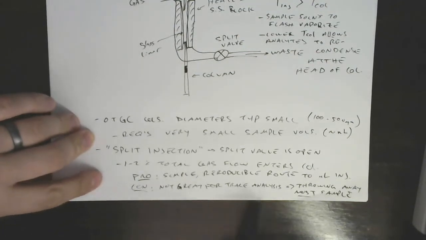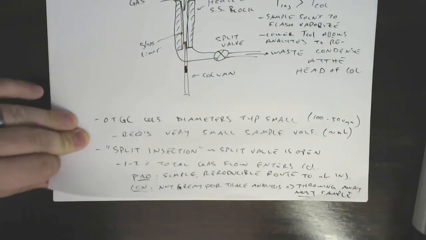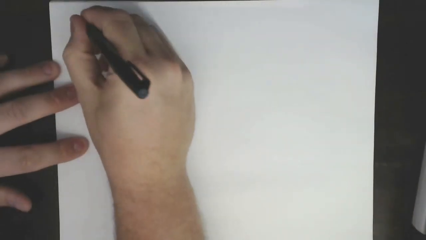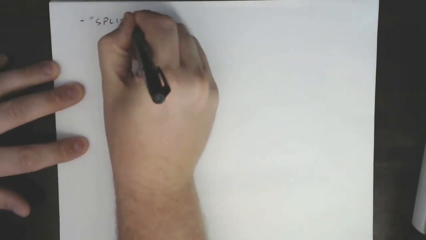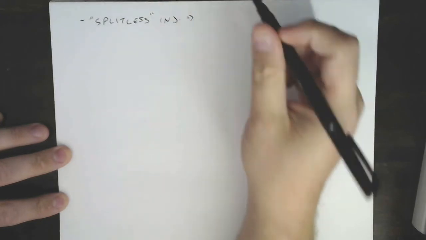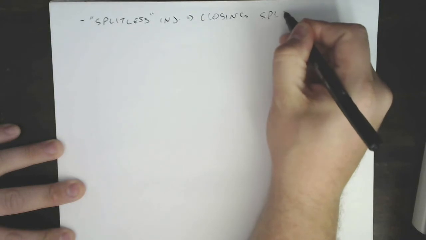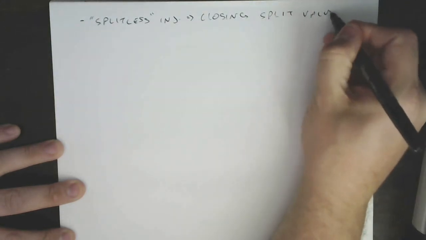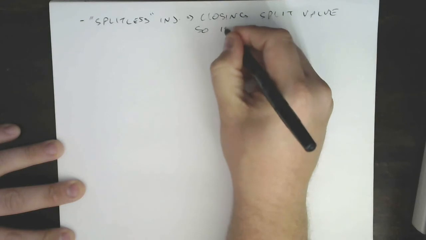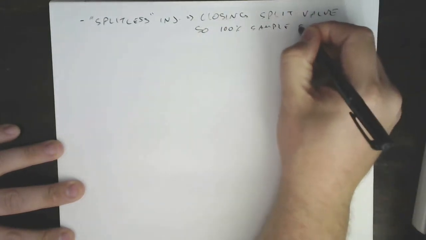And so the alternative to this, if you do want to do trace analysis, you do want to maximize the amount of sample that you can actually analyze on the column, is to do the procedure that we originally talked about, the splitless injection. And this is the concept. It's just the opposite, right? We've talked about it already. It's closing a split valve. So you get 100% sample onto the column.